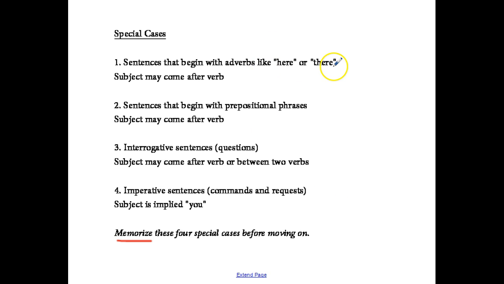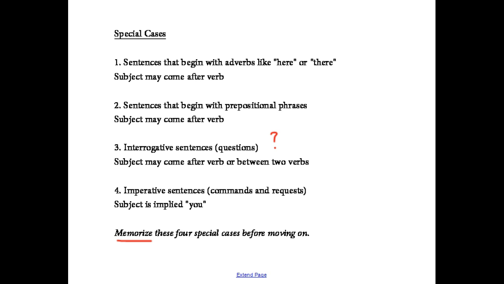Sentences beginning with adverbs like here and there, sentences that begin with prepositional phrases, interrogative sentences, that's questions, and imperative sentences, that's commands and requests. In all 4 of these cases, the subject is going to be strange. It will not be right before the verb. It won't be easy to find. So unless you've memorized these and become really familiar with them, you are not ready to move on.